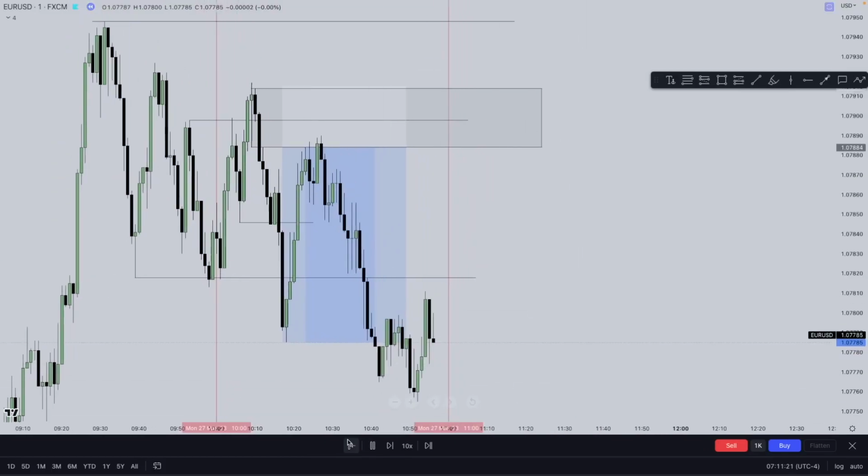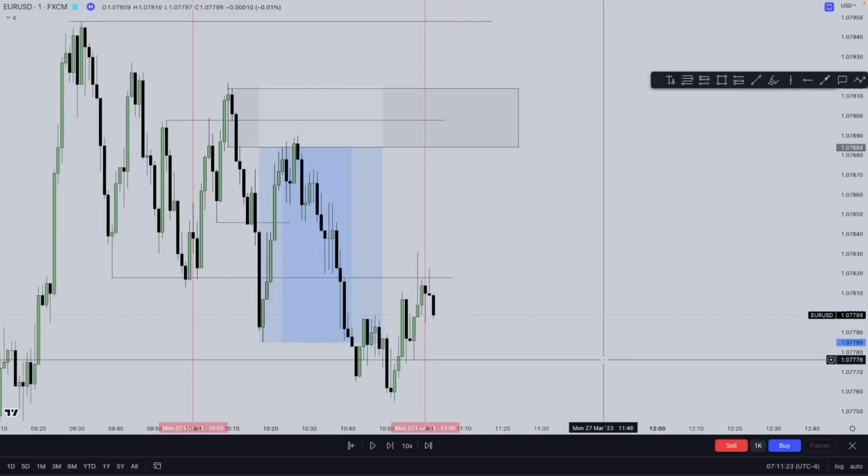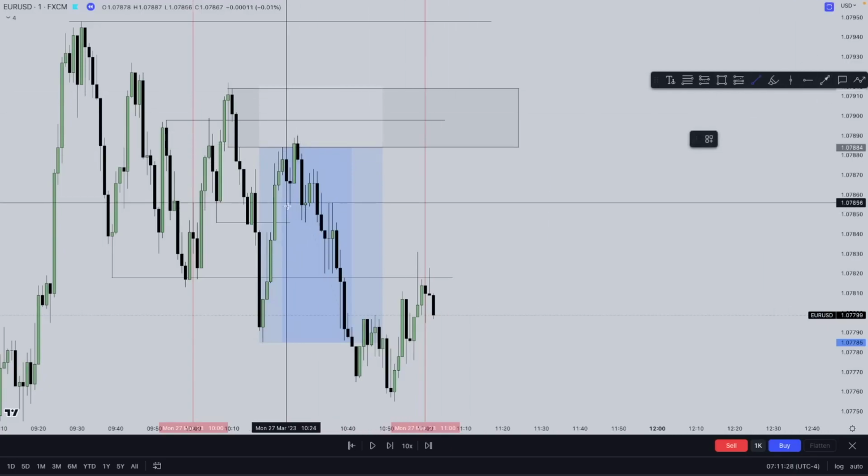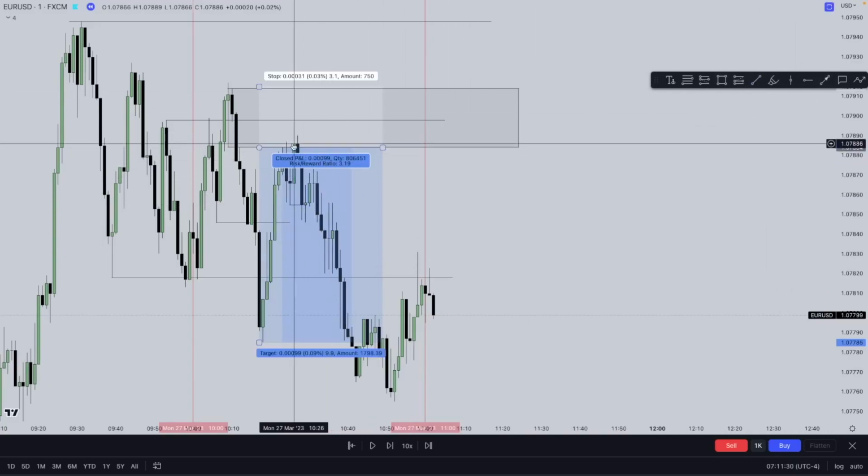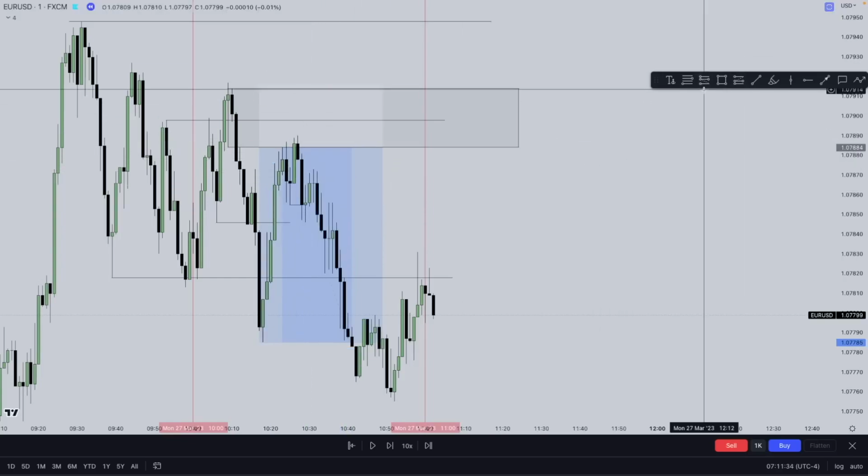And there you go. As you can see, price quickly came down and did its thing. And you can also top up your entry because as soon as price tapped into this fair value gap, we had another market structure shift right here with displacement.